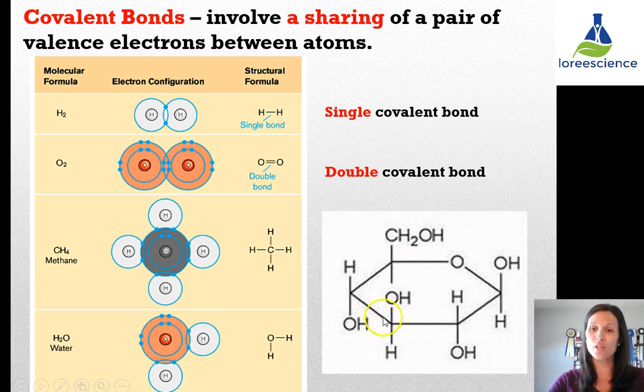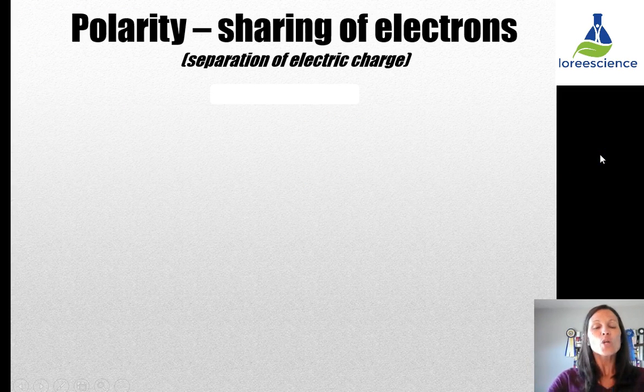When we look at a biological molecule like glucose, all of these lines are representing covalent bonds. So this leads us into polarity, or the sharing of those electrons, or the separation of electric charge, meaning: are those electrons shared equally or not?